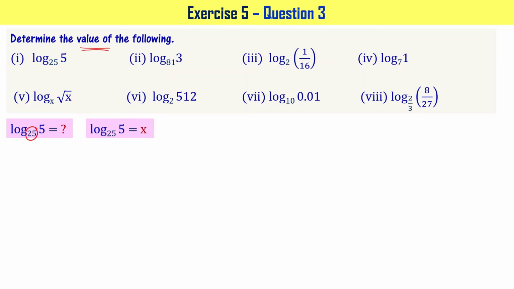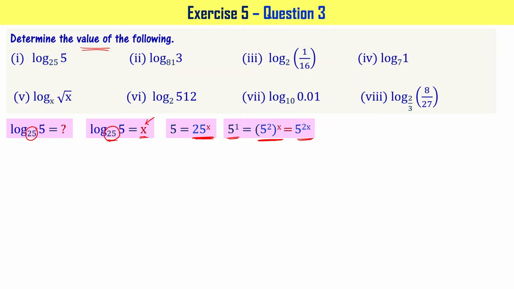Let me assume that log of 5 to the base 25 equal to x, right? Now I can express this in the exponential form, right? The base is 25 and this x is going to be the power, right? It means I can write it as 5 equal to 25 to the power x, right? Now let me write this as 5 power 1, that is equal to 5, and 25 as 5 square. So 25 to the power x is going to be 5 square whole power x. That can be written as 5 power 2x, right?